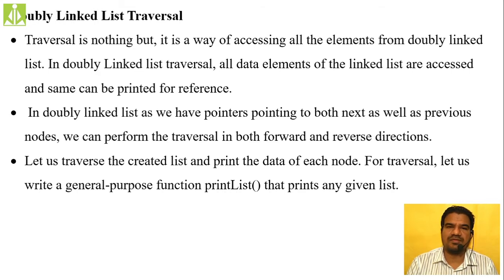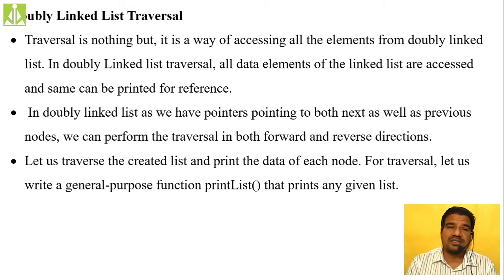So how do we generally do the traversal? We'll start with the first node and we visit each and every node inside the singly linked list or inside the doubly linked list, and we print the value of that node. So this traversal in a singly linked list, we said it is possible only in the forward direction, because we don't have any reverse direction links. We don't have any reverse node links, so it is not possible to perform the traversal in the reverse direction.